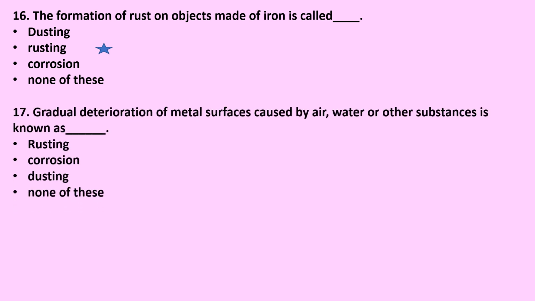Question number 17. Gradual deterioration of metal surfaces caused by air, water, or other substances is known as rusting, corrosion, dusting, none of these. Okay, so the correct answer here is corrosion.